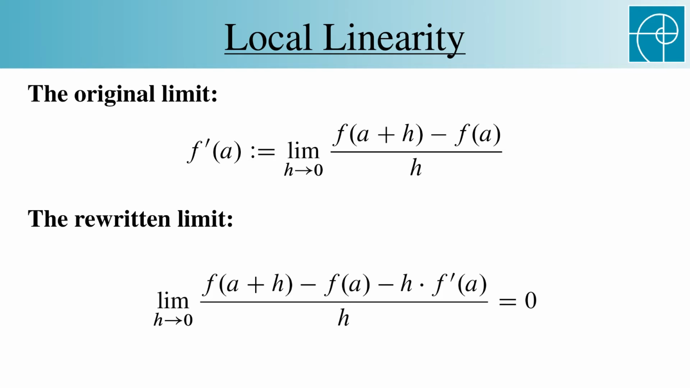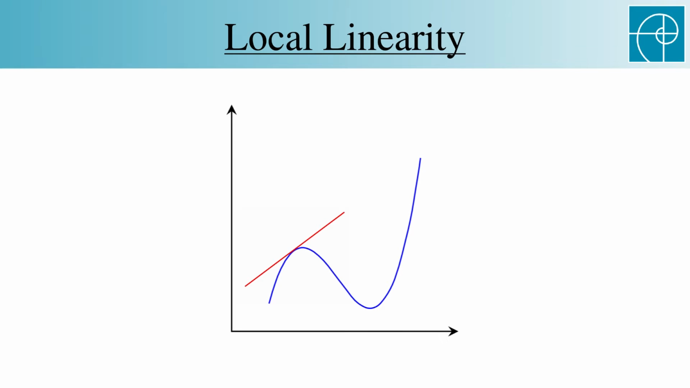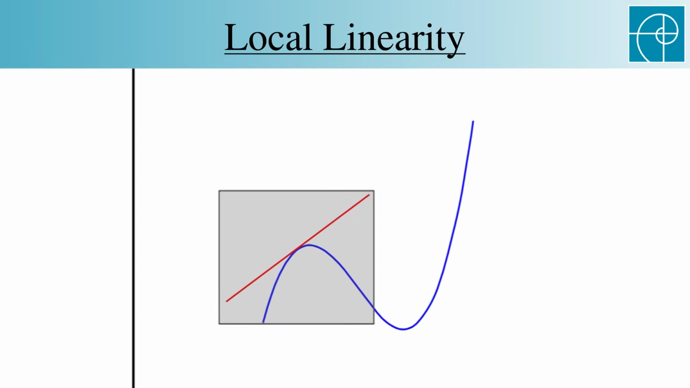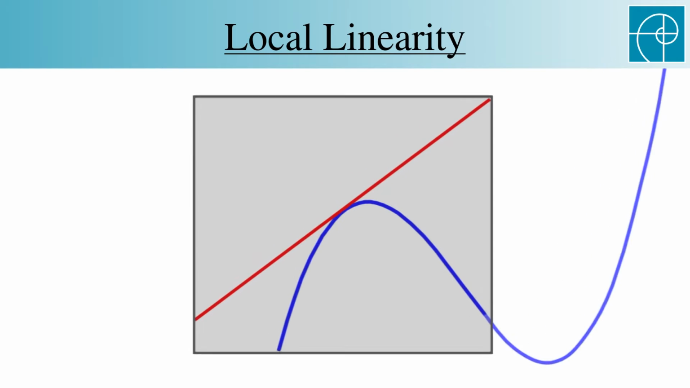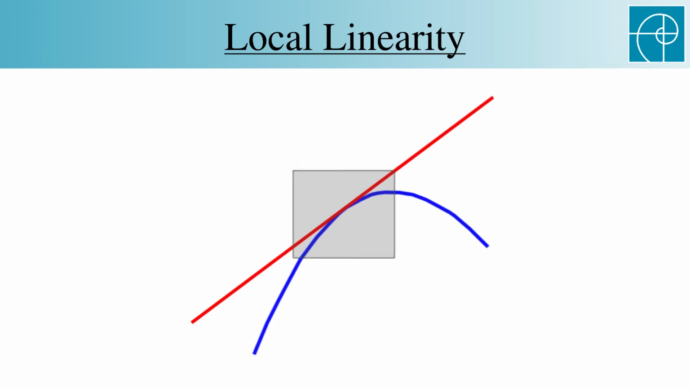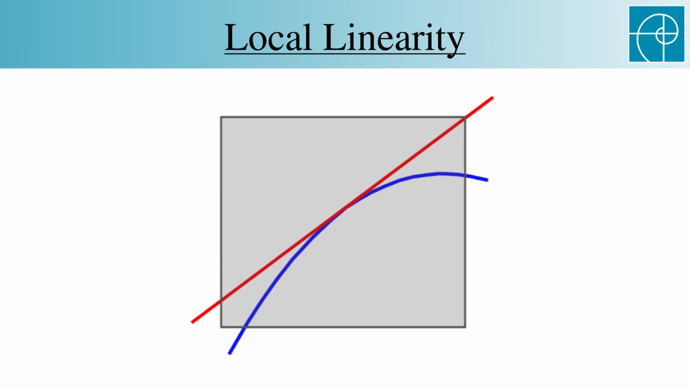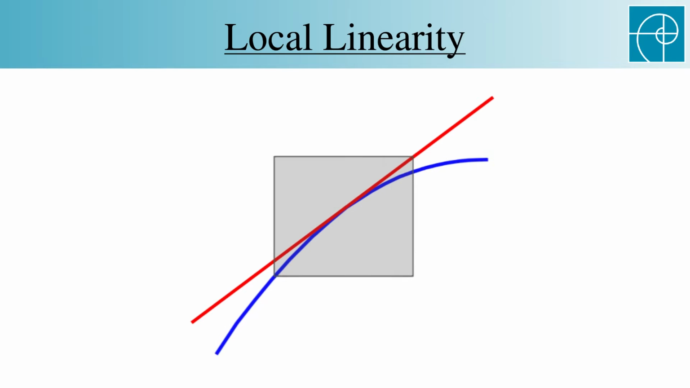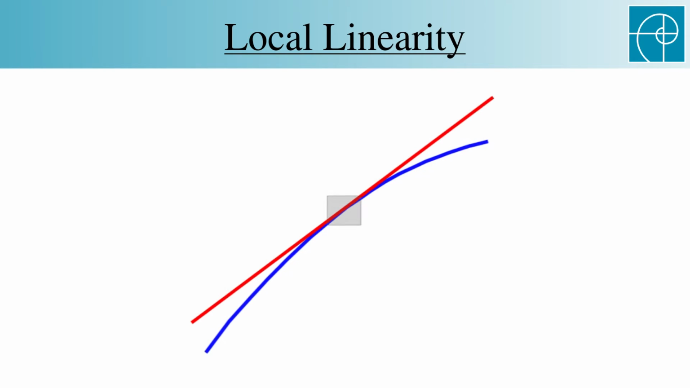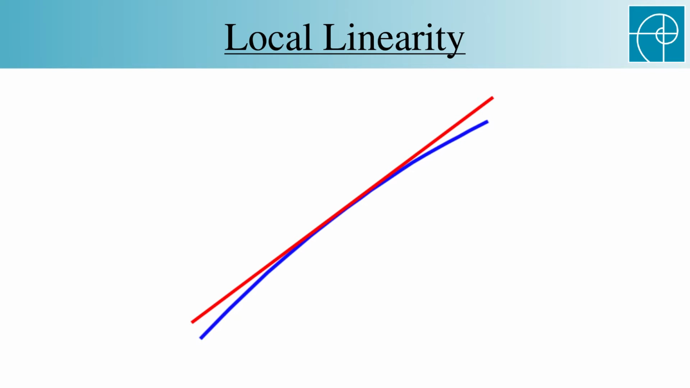More formally, if we return to the limit definition of the derivative, we see that this limit must hold, which means that the numerator approaches 0 faster than the denominator. Geometrically, this means that as we zoom into the point A, f of A, the function gets closer and closer to its tangent line in such a way that makes it more and more difficult to distinguish between the two. In other words, the difference between the function and its tangent line is shrinking to 0 faster than the width of the zoomed window is shrinking to 0. This is actually a property that can be used to define differentiability, which we'll see in a moment.